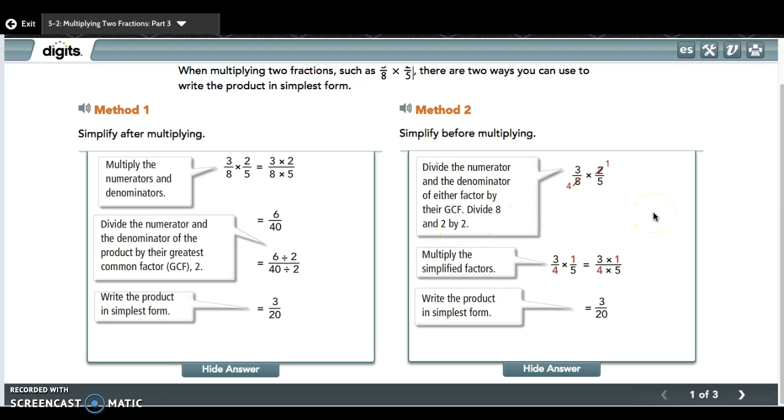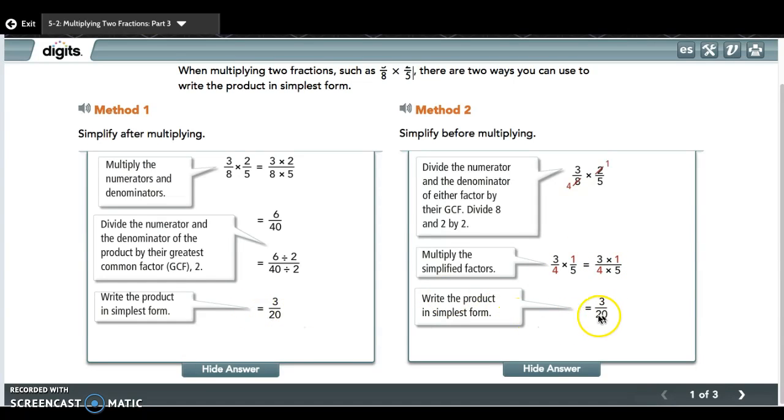Okay. So what you're looking at is the denominator of one and the numerator of the other, and you say, what can I pull out of both of these? Well, I can pull a 2 out of 2, and I can pull a 2 out of 8. So 2 divided by 2 is 1. 8 divided by 2 is 4. So this would change from 3 over 8 to 3 over 4 times, instead of 2 over 5, 1 over 5. All right. So once we have the simplified factors, 3/4 times 1/5, now we just multiply. Do 3 times 1, numerator times numerator, over 4 times 5, denominator times denominator. 3 times 1 is 3, 4 times 5 is 20.